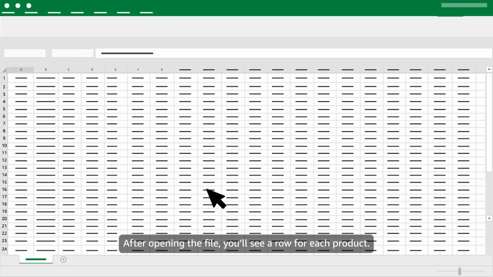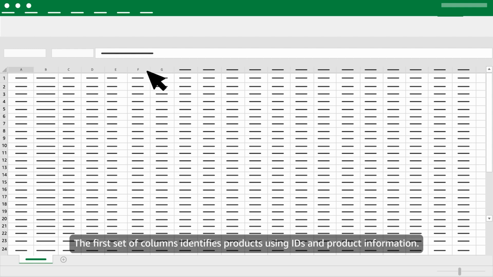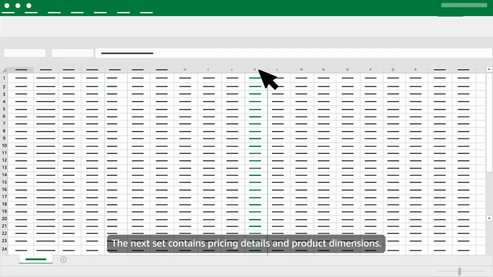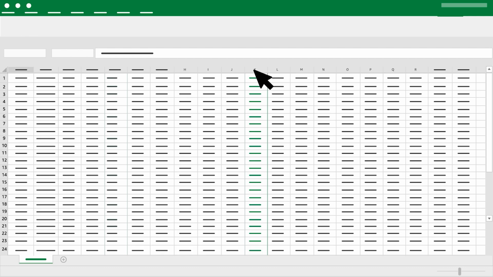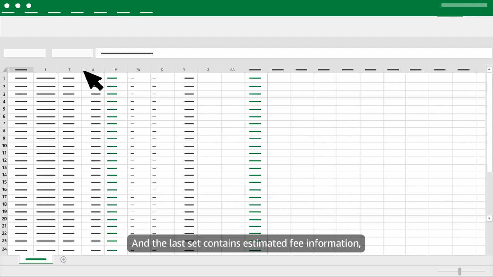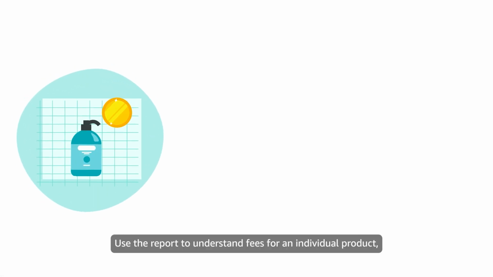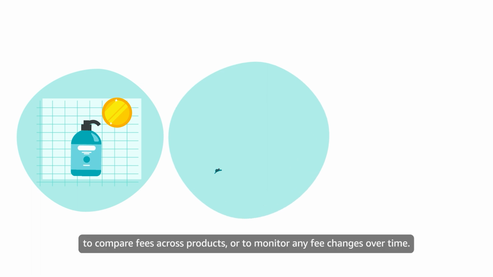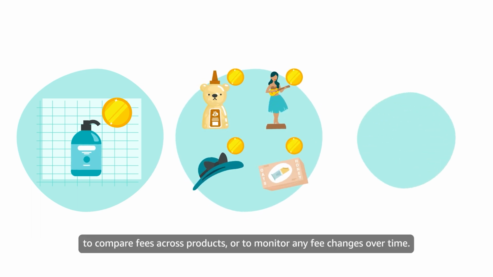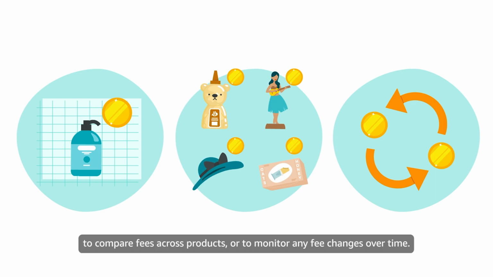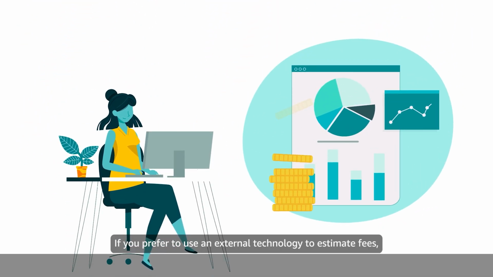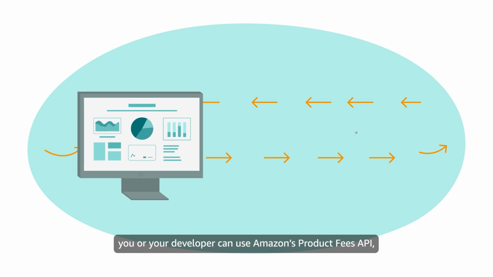After opening the file, you'll see a row for each product. The first set of columns identifies products using IDs and product information. The next set contains pricing details and product dimensions. And the last set contains estimated fee information, including a fee total and core selling and FBA fees. Use the report to understand fees for an individual product, to compare fees across products, or to monitor any fee changes over time.